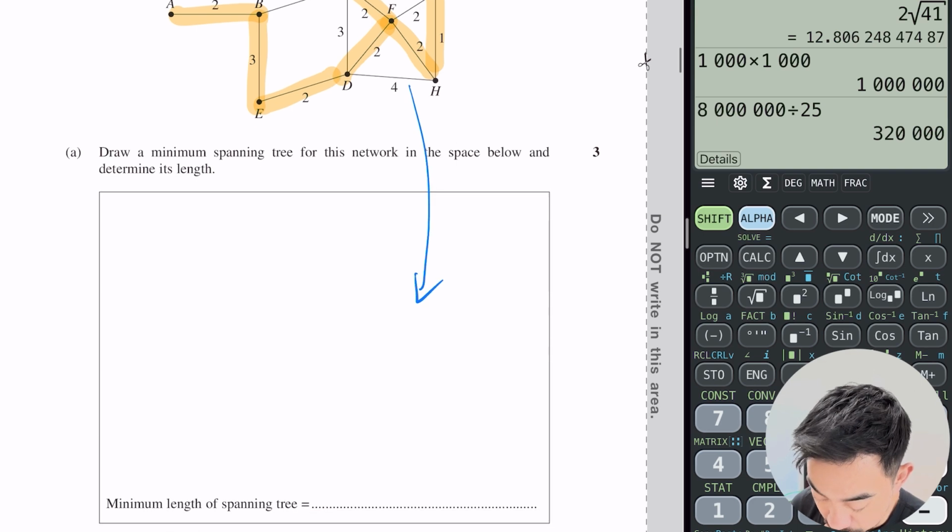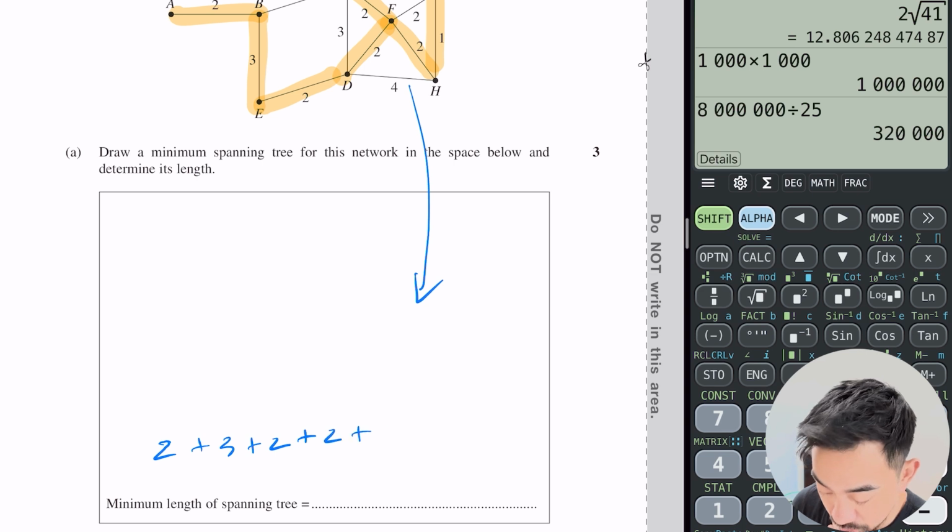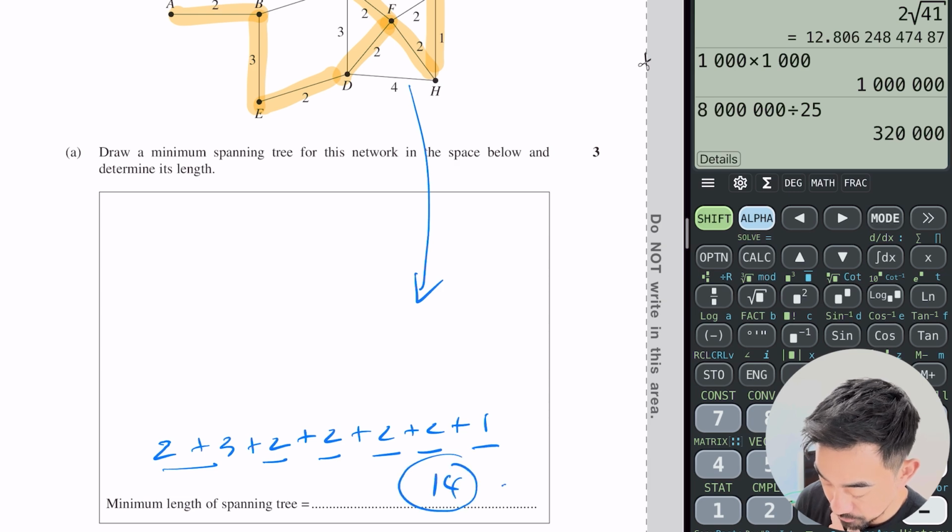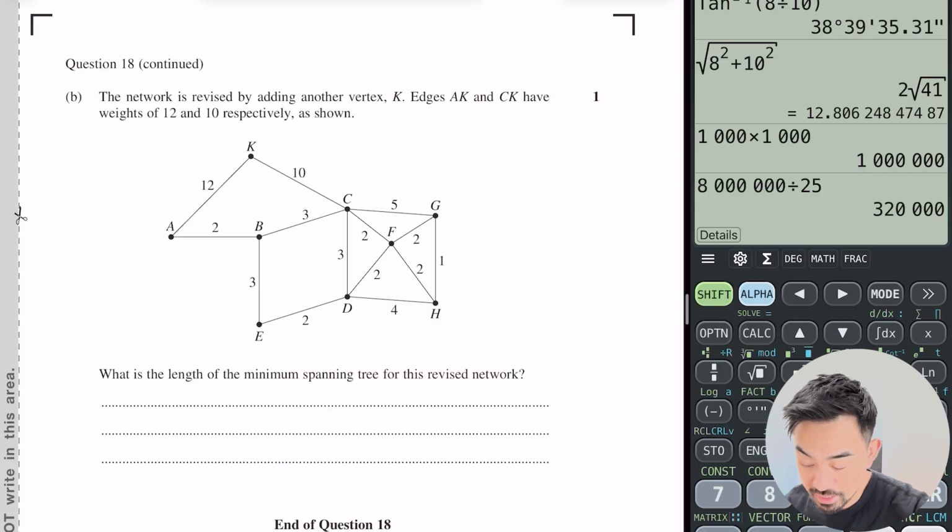Okay, so what is the length? So it's going to be 2 plus 3 plus 2 plus 2 plus 2 plus 2 plus 1. So what's that? 5, 7, 9, 11, 13, 14. Done.